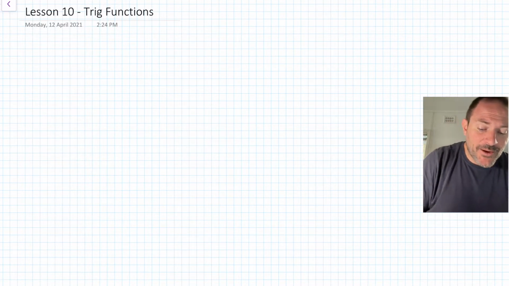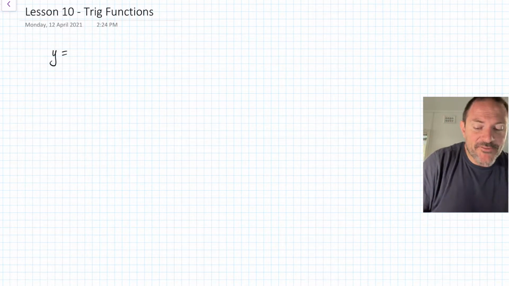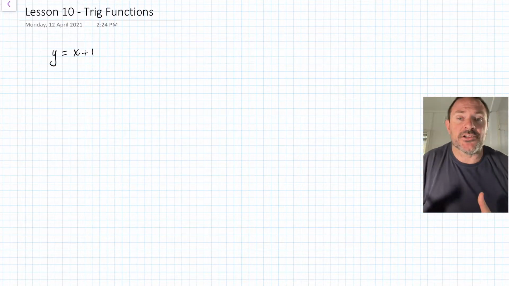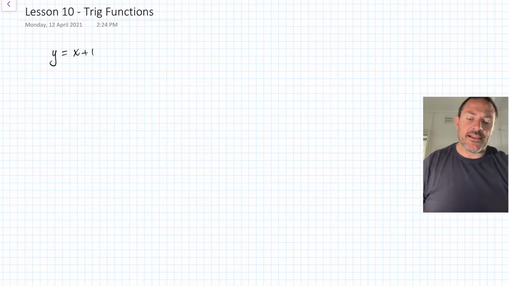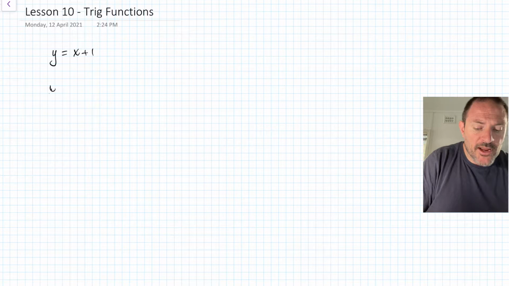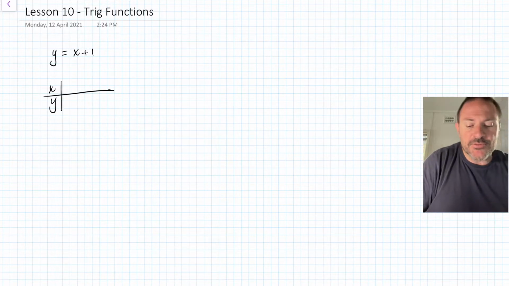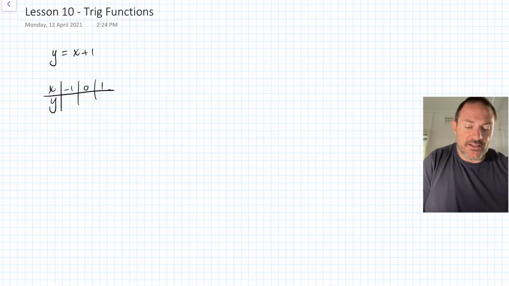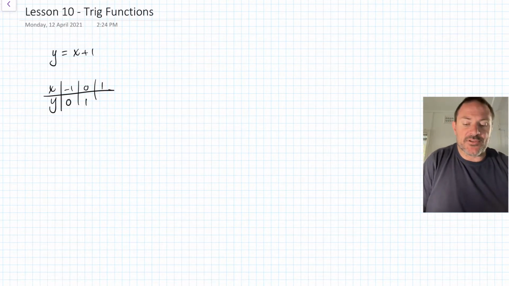So to begin with, what I'm going to look at is the graph of y equals x plus 1. And I would say, how would you sketch that function? How would you graph that? Now, earlier on, you might have put an x and a y table of values. You might put -1, 0, and 1. I then go -1 plus 1 is 0, 0 plus 1 is 1, 1 plus 1 is 2.